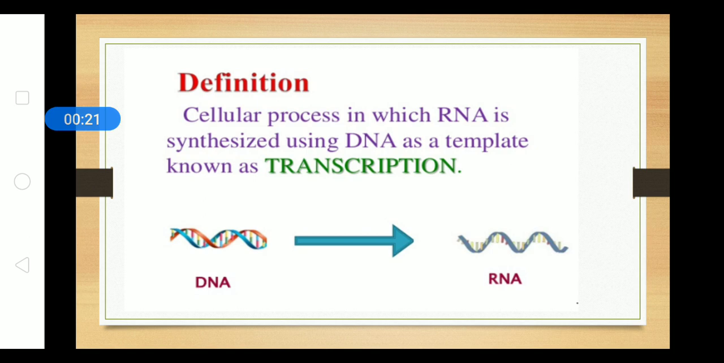Well, if we had to speak generally, the cellular process in which RNA is synthesized using DNA as a template is known as transcription. Now there are several terms like synthesize, DNA, RNA. So let's discuss this. You can see in the picture below we have a double stranded DNA molecule from which we obtain a single strand. From the picture it is clear that RNA is a single stranded molecule.